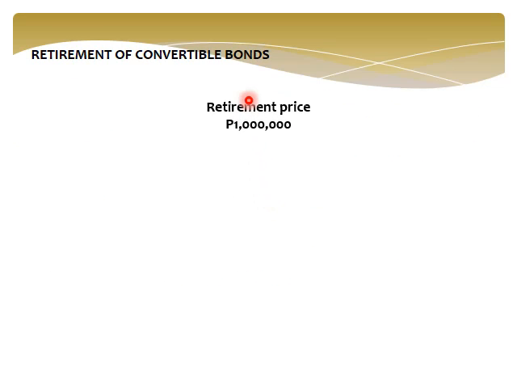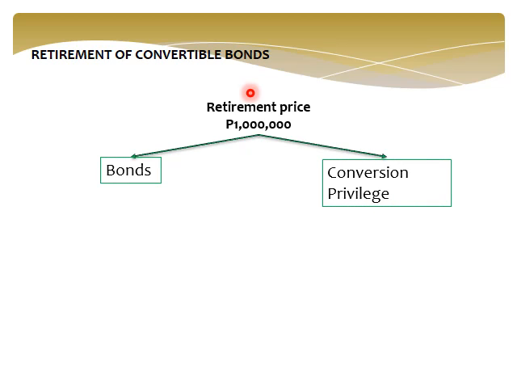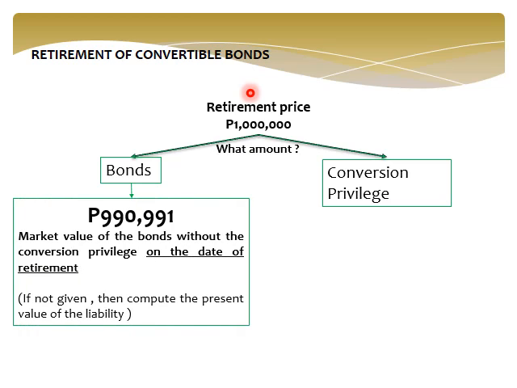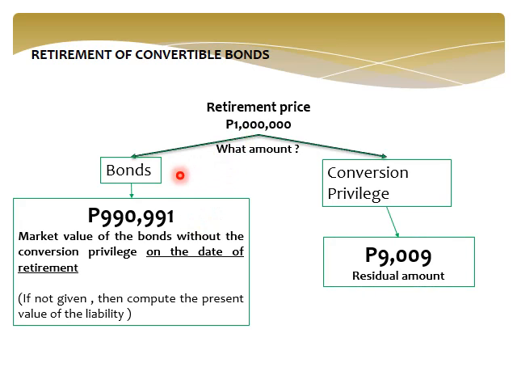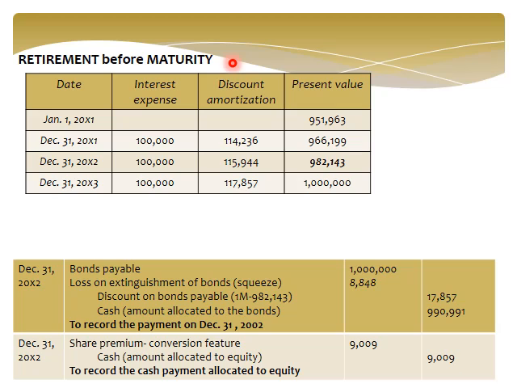So, retirement of convertible bonds, again, yung retirement price na 1 million, kailangan i-allocate between the bonds and the conversion privilege. At what amount? Si bonds at 990,991 based sa computation. The market value of the bonds without the conversion privilege on the date of retirement. Pag given, okay. Pag hindi given, edi compute natin. And based sa computation natin, 990,991. Conversion privilege at residual amount. So, 1 million minus 990,991. Conversion privilege, 9,009.